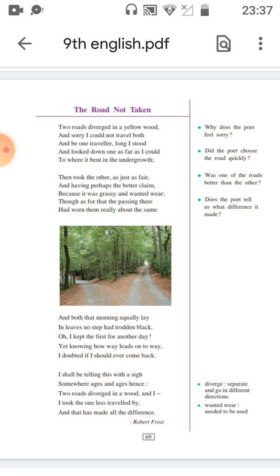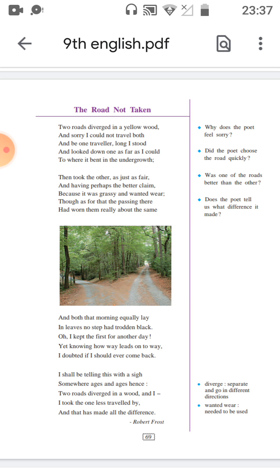Here the poet says to us that the other road which was chosen by the poet was grassy and didn't seem much used, though both the roads seemed equally well used. Okay, didn't seem much used, but both roads are equally well used.